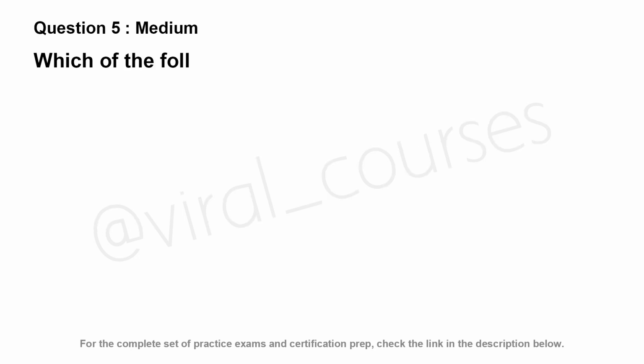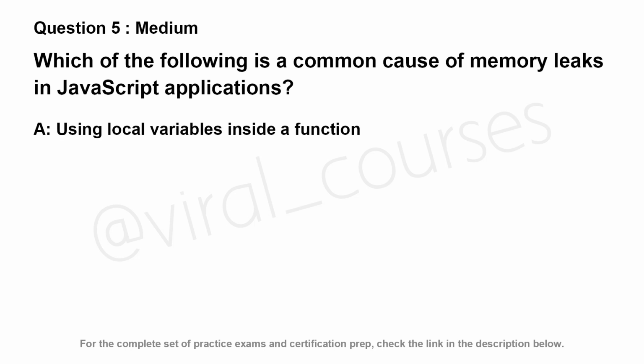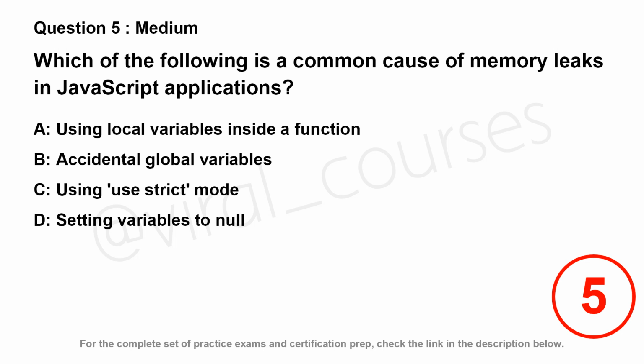Which of the following is a common cause of memory leaks in JavaScript applications? Option A, using local variables inside a function. Option B, accidental global variables. Option C, using use strict mode. Option D, setting variables to null.